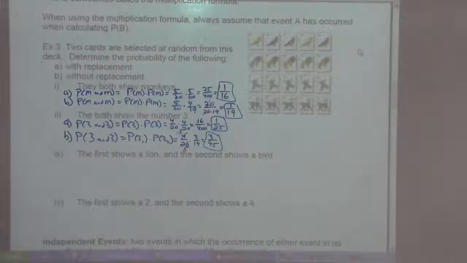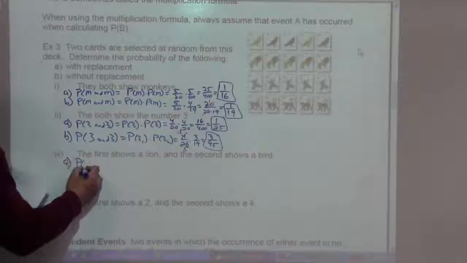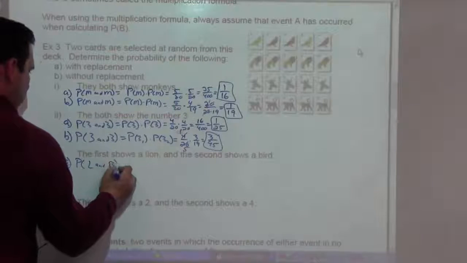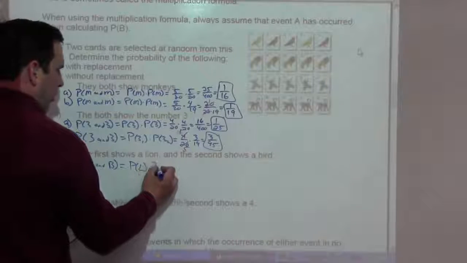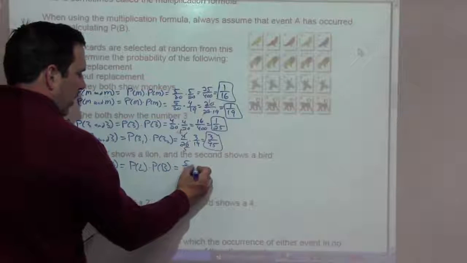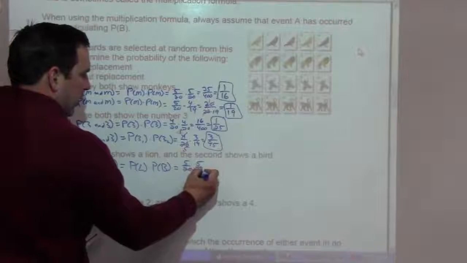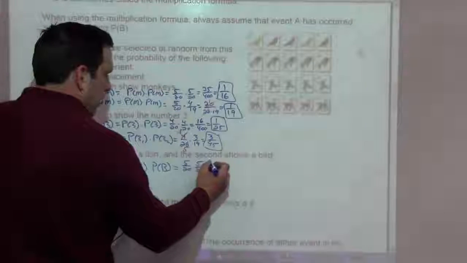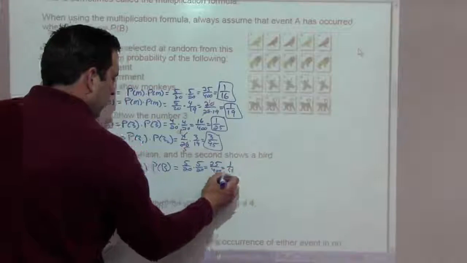Okay, part 3 says the first shows a lion and the second shows a bird. So the probability of lion and bird is the probability of lion times the probability of bird. So there are 5 out of the 20 cards that are lion, and then 5 out of 20 cards are birds, since this is with replacement. So we get, again, 25 over 400, which is 1/16.